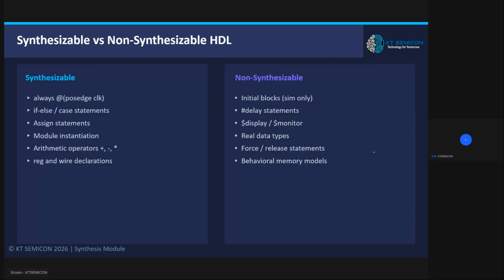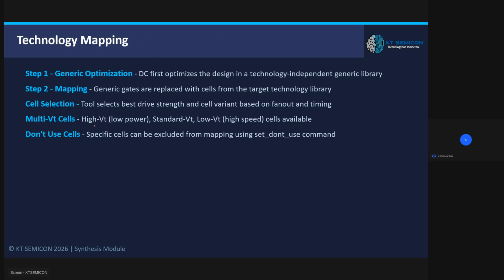So this is the major difference between synthesized and non-synthesized: this is the netlist file and this is the Verilog file. After that, these are the steps: technology mapping, and how it happens. Generic optimization means we need to minimize the logic, and that happens in the generic optimization step. Mapping means generic gates are replaced with cells from the target technology library. So depending on the technology, we can replace our logic with particular technology gates.